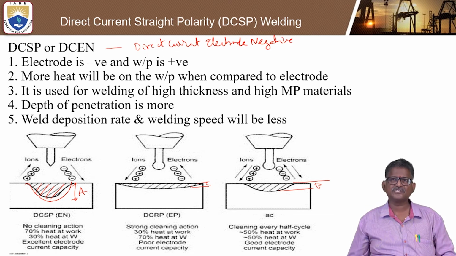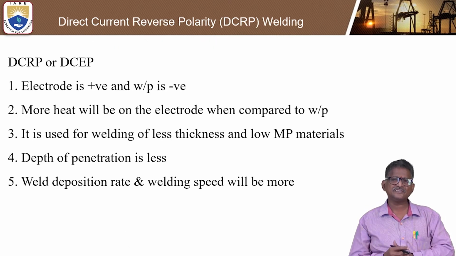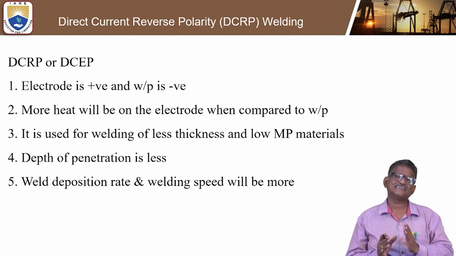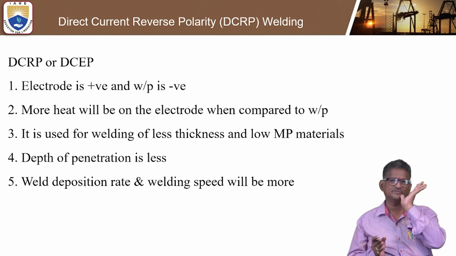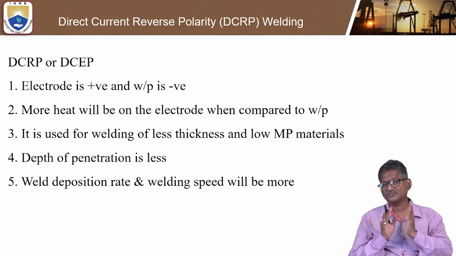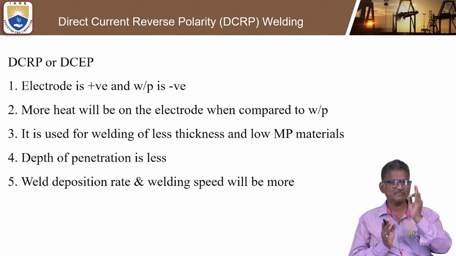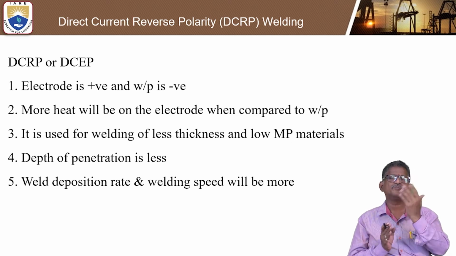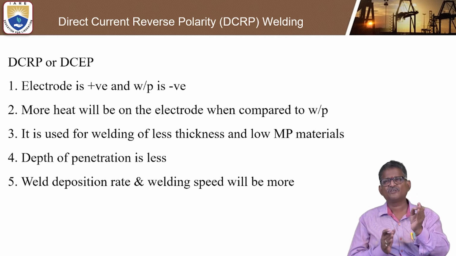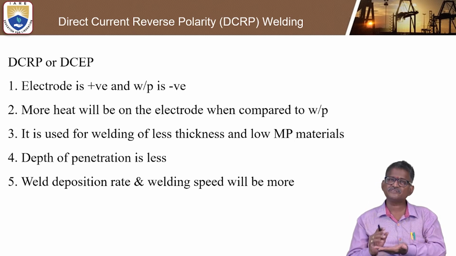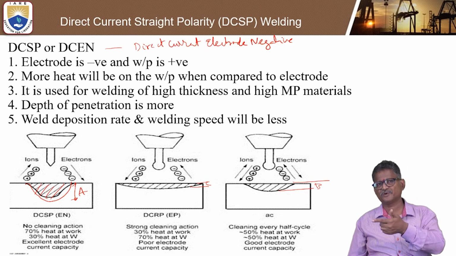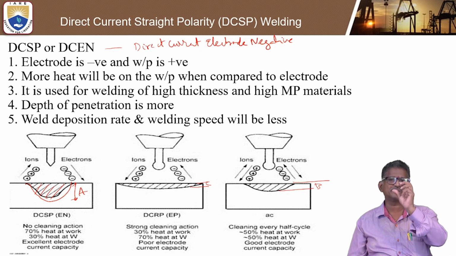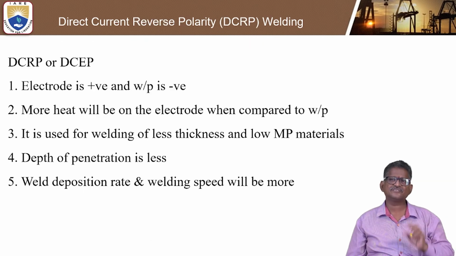Let us see how the reverse polarity will work. So this is about direct current reverse polarity, or direct current electrode positive. I hope the students can understand clearly. Whenever the electrode is positive, obviously the workpiece is negative. More heat will be on the electrode when compared to the workpiece. And previously, DCSP means electrode is negative, workpiece is positive, and more heat will be on the workpiece compared to the electrode. That is the only difference.